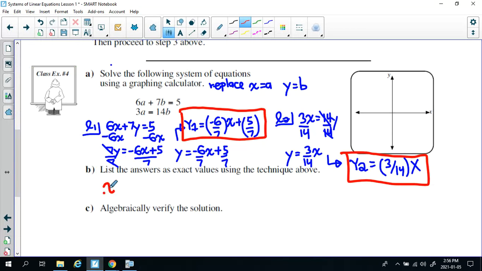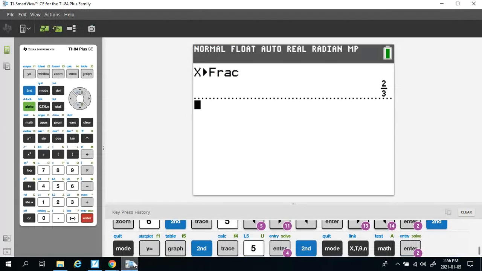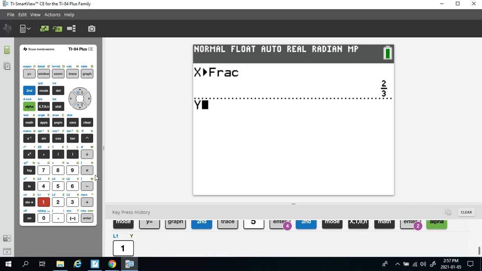Therefore, here we can say X is equal to 2/3. And then accessing Y is a little more difficult. So we need to use the alpha function now to do it. The X function is just this button that has X, T, the Greek letter theta, and N. To get Y, we have to hit alpha and then look for the letter Y. The letter Y is attached to this number 1 here, just up and towards the right. So we hit alpha and 1, then it brings up Y.